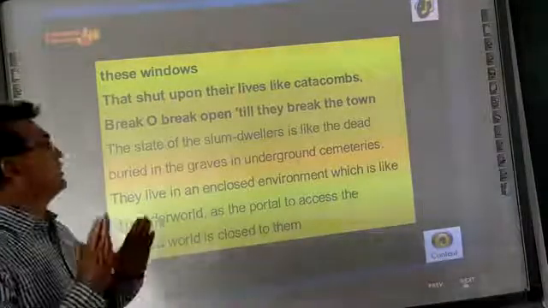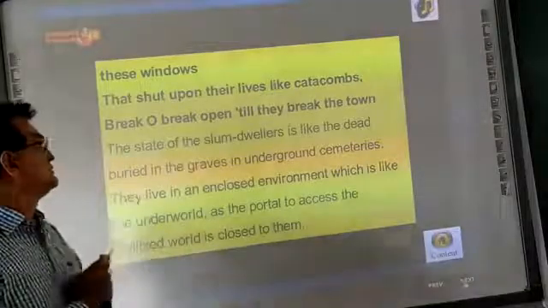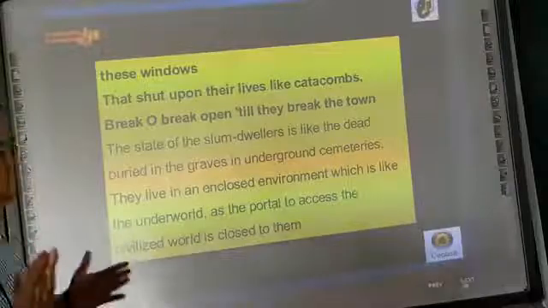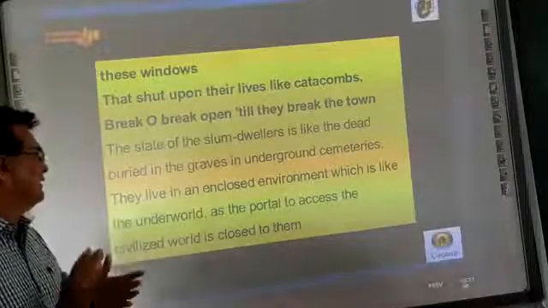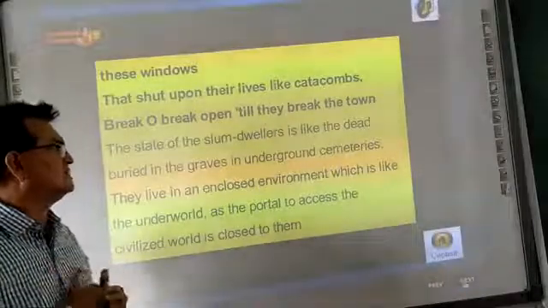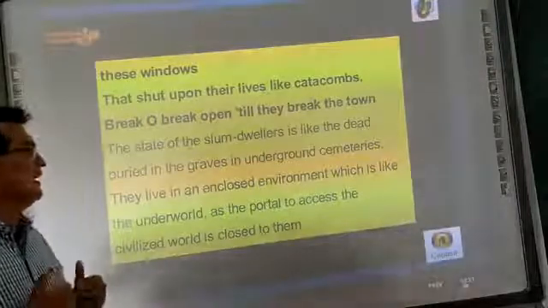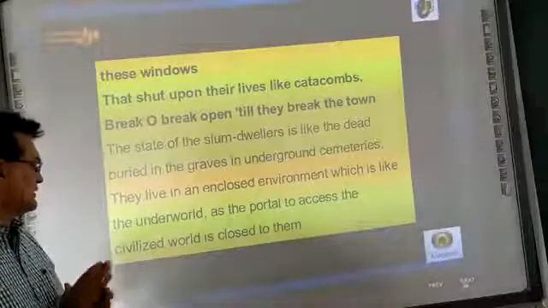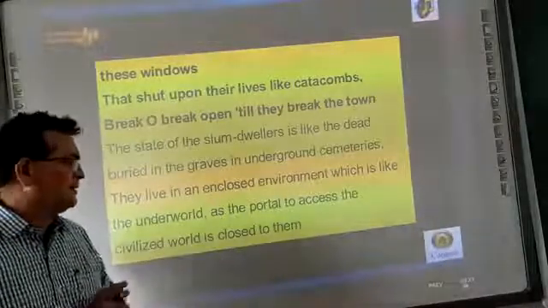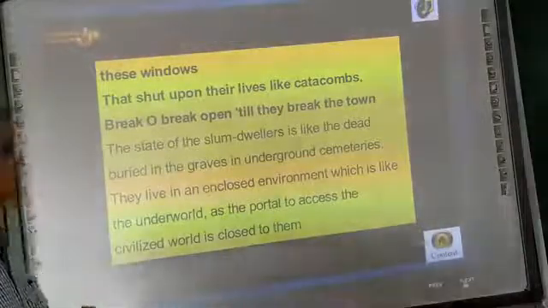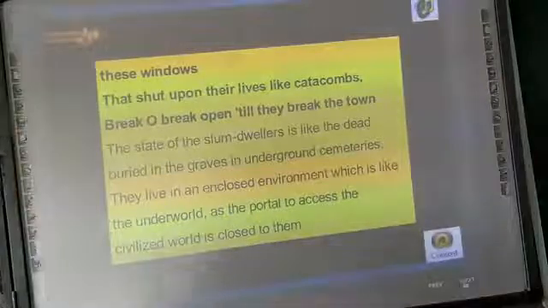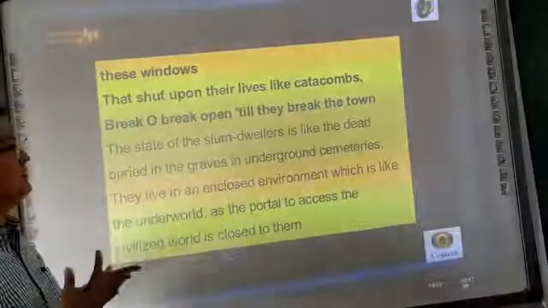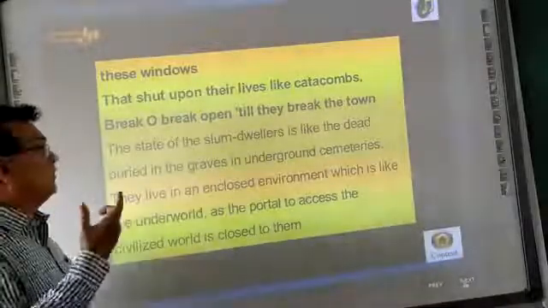"These windows that shut upon their lives like catacombs, break open till they break the town." The state of the slum dwellers is like the dead buried in the graves in underground cemeteries. They live in an enclosed environment which is like the underworld, as the portal to access the civilized world is closed to them. So he says, break, come out of all that, till they break it all. Otherwise what will happen? They will revolt.